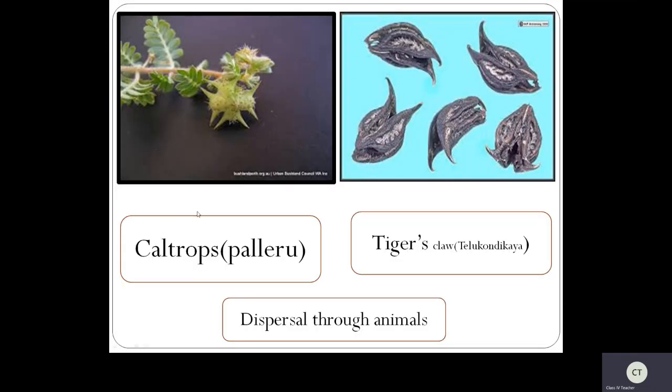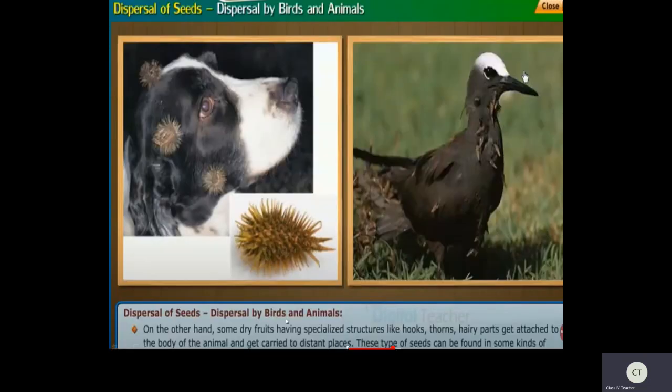Now we have seen caltrops, palleru. See, this is how they stick to the fur of the animals and also the clothes of human beings. Now tiger's claw, that is tail kondakai. See how sharp the edges are, and this will stick onto the fur and also the human beings' clothes. This is how it can be transferred. And now see here, see how these seeds are stuck. These are the seeds, right, children? See here, bird. It is stuck on the feathers of the birds. This is how the seeds will travel from one place to another place.